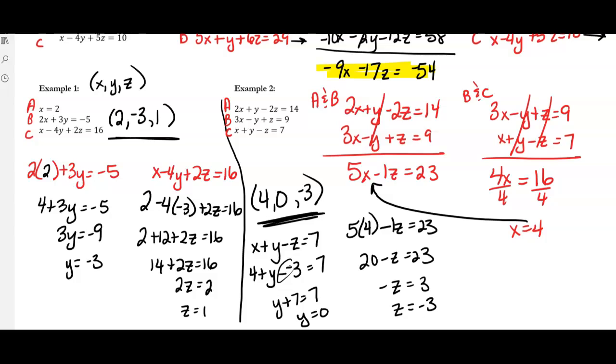So these are definitely harder problems, and they take more steps. You got to be really careful to make sure you copy the problem down correctly. You got to be really careful to make sure you don't drop off negatives. Those are going to be the biggest mistakes.